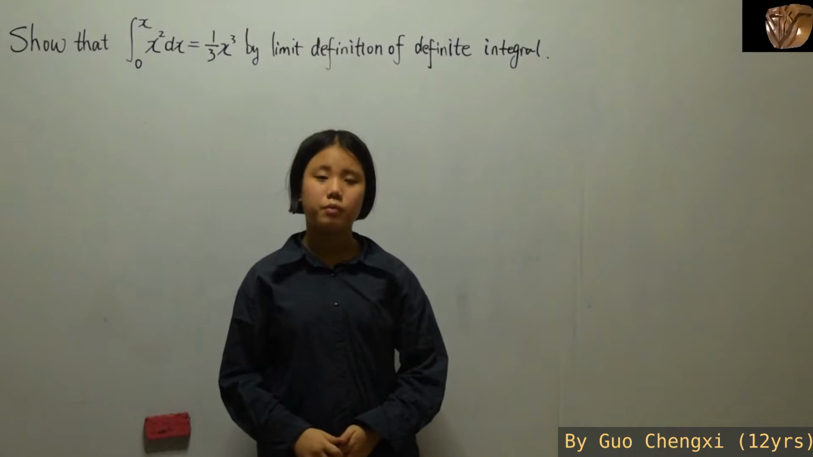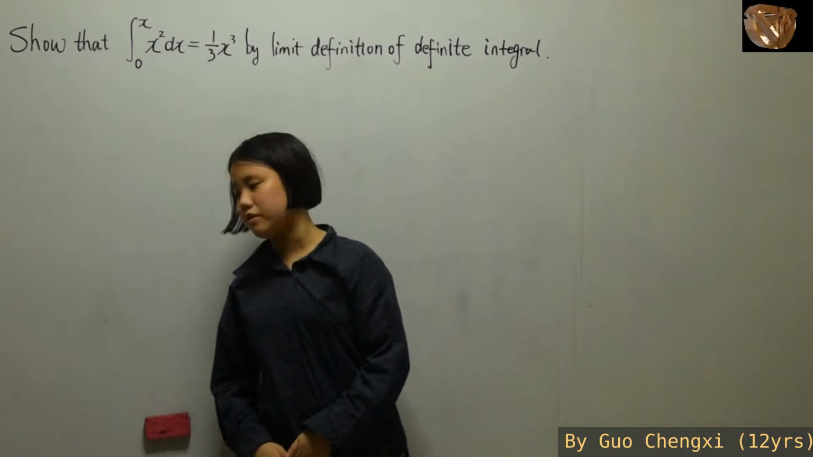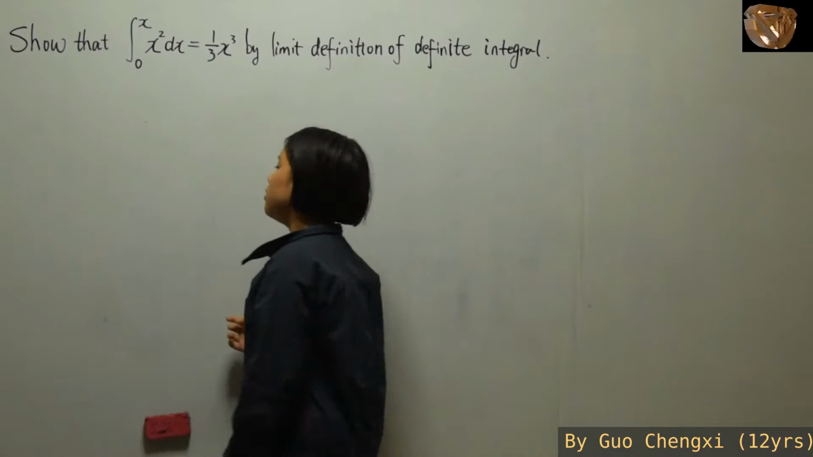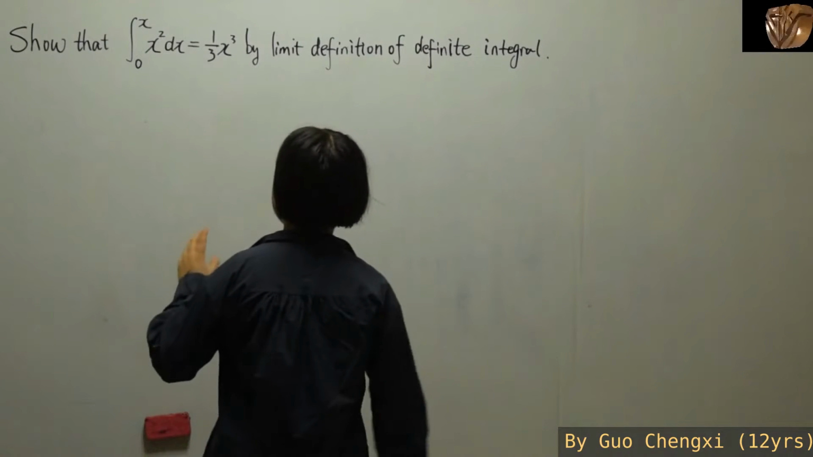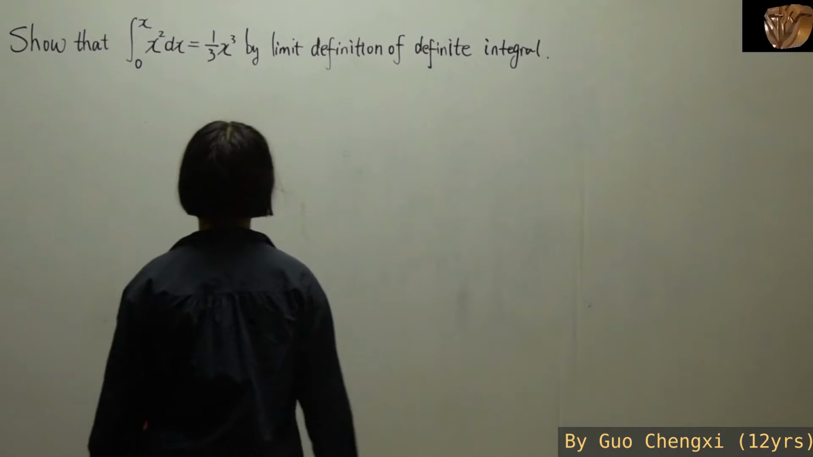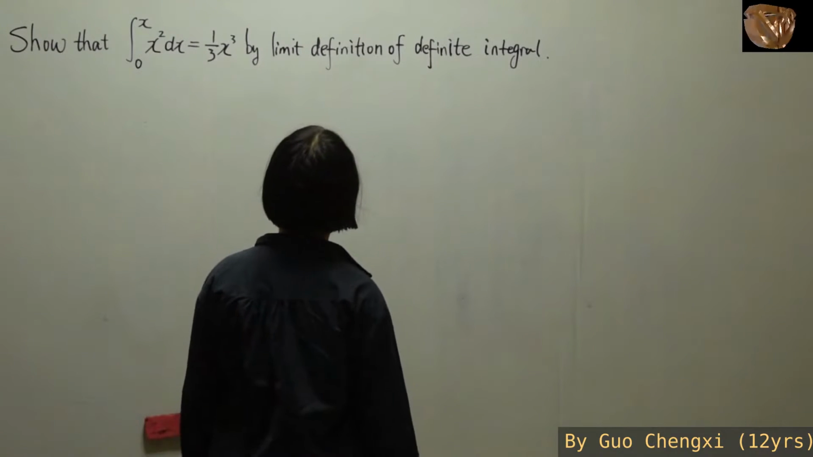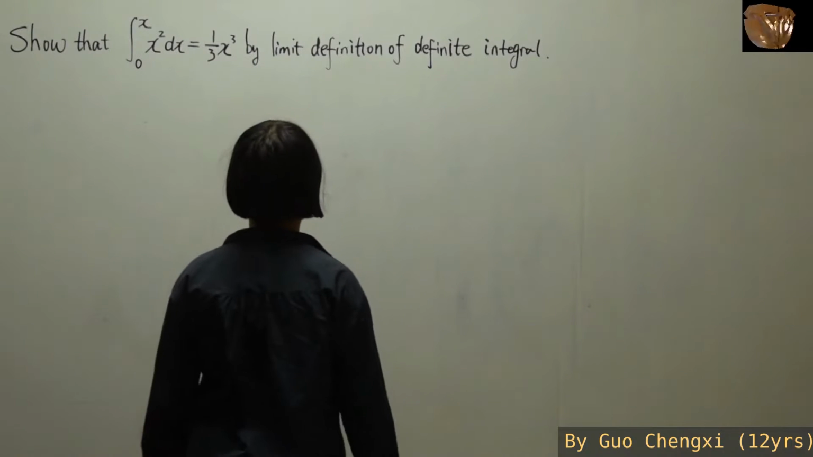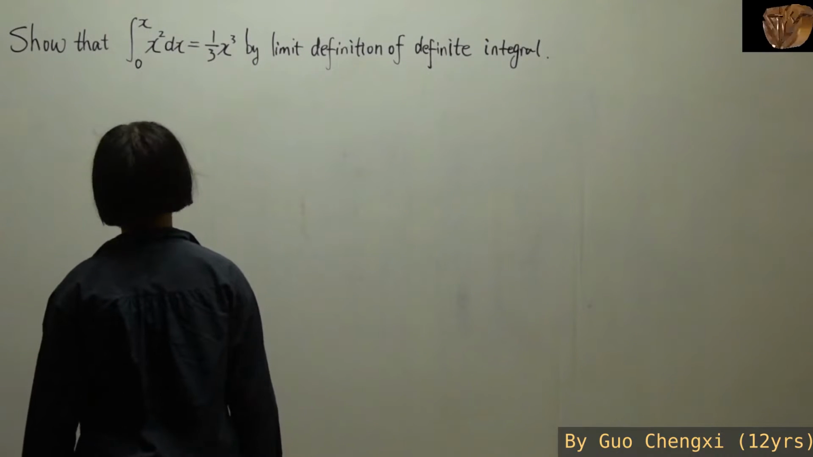For this lesson, we'll be continuing on with the methods of limit calculation. Over here, we have an example where we have to show that the integral from 0 to x of x squared dx is equal to 1/3 of x cubed, by the limit definition of the definite integral.